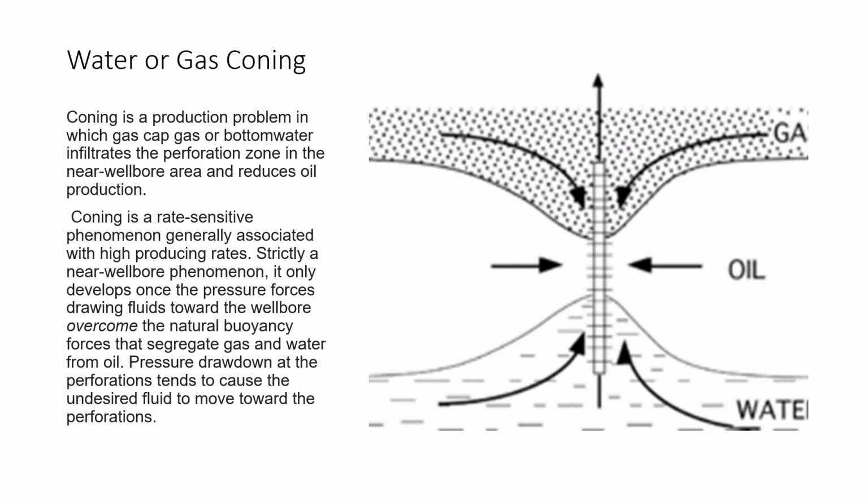Coning is a rate-sensitive phenomenon generally associated with high producing rates. Strictly a near wellbore phenomenon, it only develops once the pressure forces drawing fluids toward the wellbore overcome the natural buoyancy forces that segregate gas and water from oil. Pressure drawdown at the perforations tends to cause the undesired fluid to move toward the perforations.